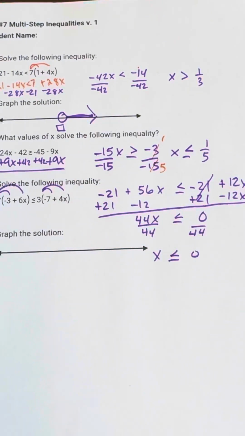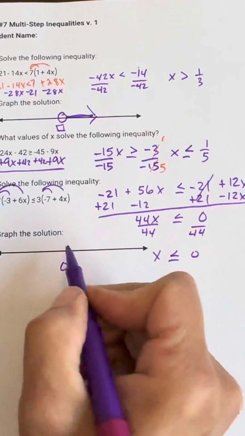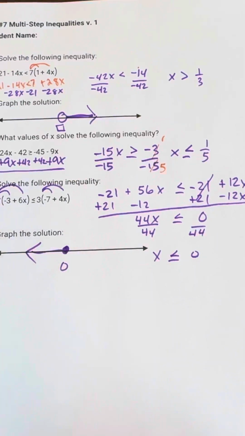We didn't have to flip it because we did not multiply or divide by a negative. So it's going to populate that 0, and it is a closed circle, and it's less than and equal to.